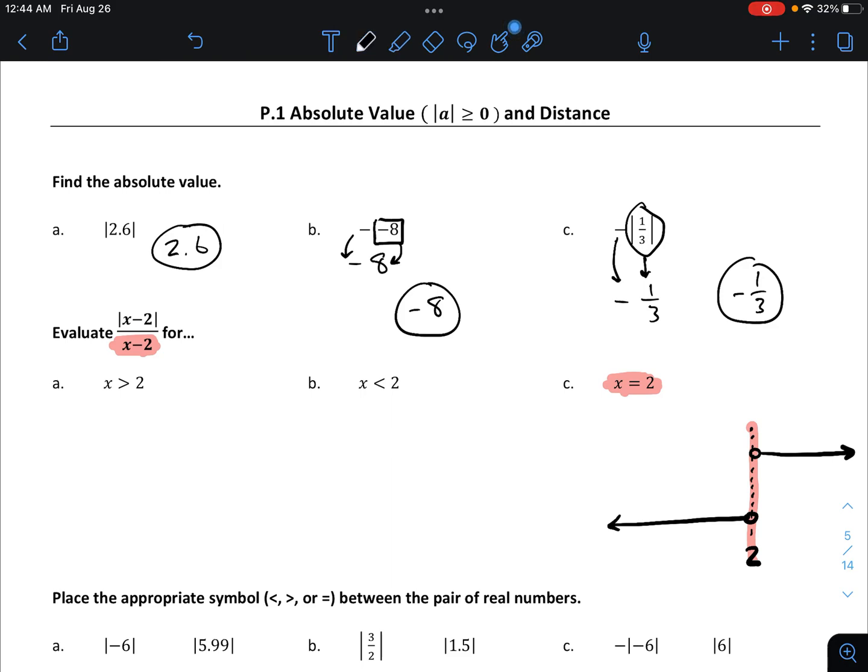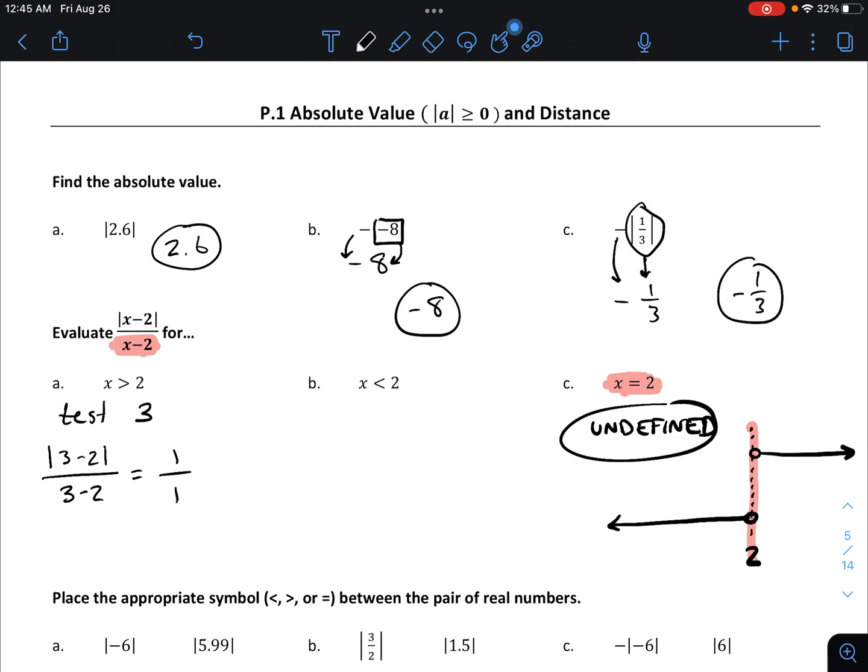So we know that when x is 2, this is undefined. But we want to know what happens when x is bigger than 2 and when x is smaller than 2. If we look at what happens when x is bigger than 2, that's going to correspond to all this over here on the right side of the graph. So if I plug in a number bigger than 2, you could test out 10, 11, 12. Let's test out 3, though. 3 is probably a little bit easier to work with. So if I plug in a 3, we get the absolute value of 3 minus 2 over 3 minus 2. And this numerator is just 1. The denominator is also 1. So our answer is going to be 1.